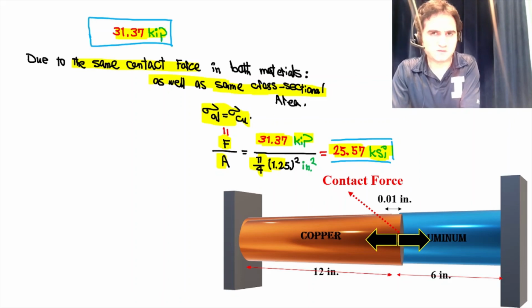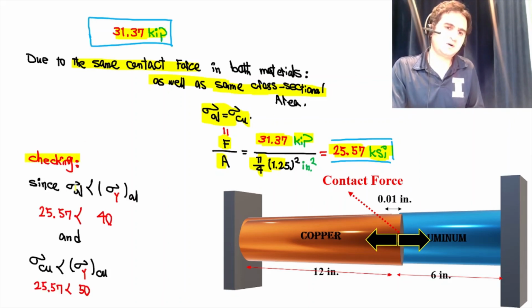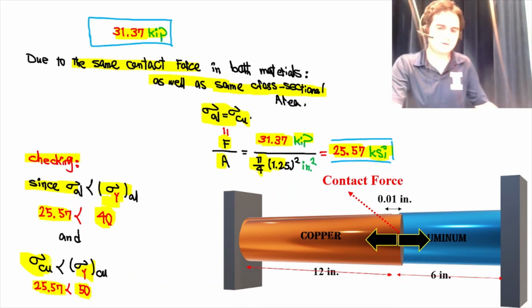The unit of stress. And let's check our solution. Since sigma aluminum, which we calculated, is 25.57, which is smaller than the yield stress of aluminum from the problem statement, and likewise sigma Cu from the calculation, which is again 25.57, is smaller than the yield stress of copper.